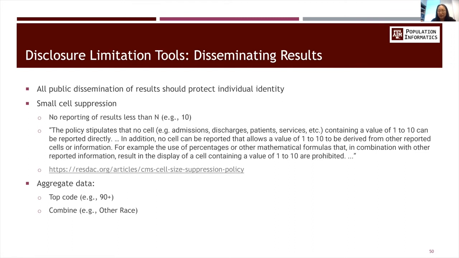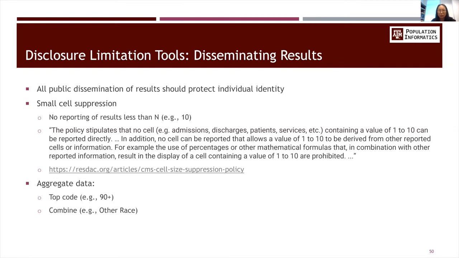Very similarly, if you have things like race categories, you might combine them. So if you have small race categories, you might combine them to an other race category. It's often the case that you'll see papers that talk about white, non-Hispanic, Black, non-Hispanic, Hispanic, and other races. And the reason for that combination is because of the small cell size.